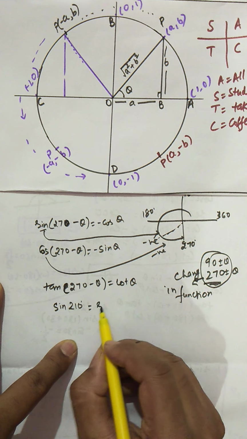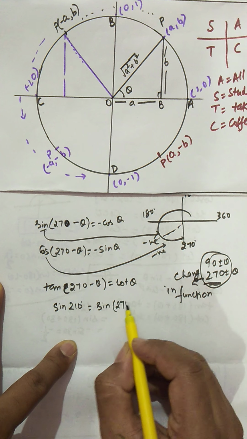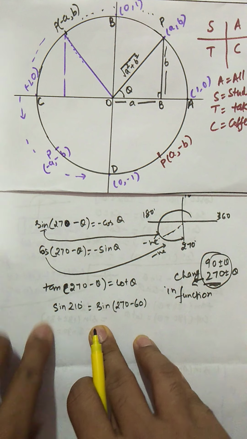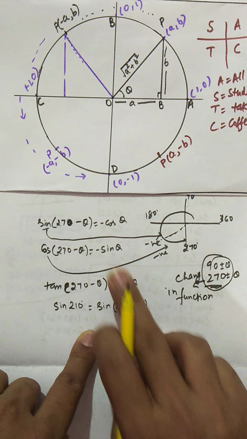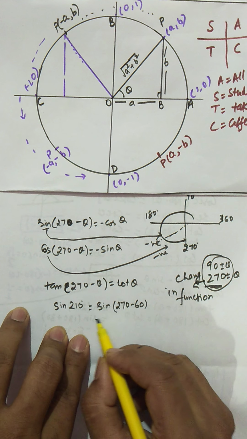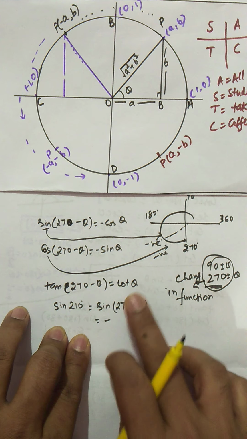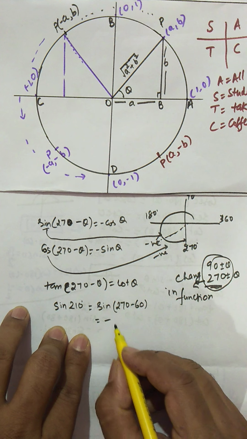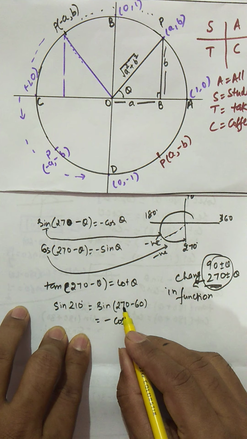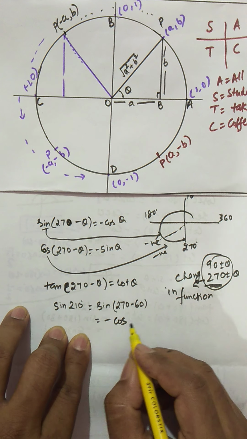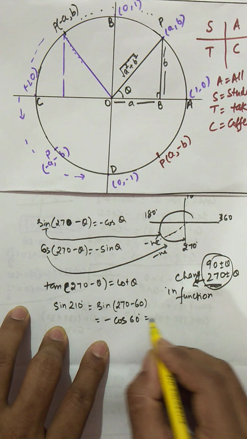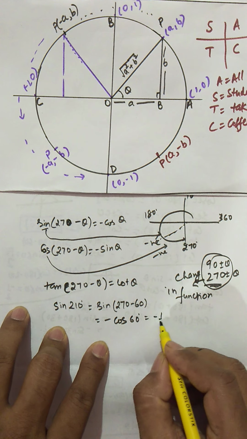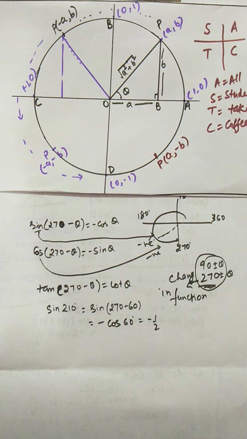So I can write this also as sine of 270 minus 60 degree, because 210 can be written as 270 minus 60. Apply this rule. First it is negative because this is in the third quadrant, and the function will change because this is 270, as I've told you. So this is going to be cos 60 degree, and cos 60 is 1 by 2. So your answer has come as 1 by 2.